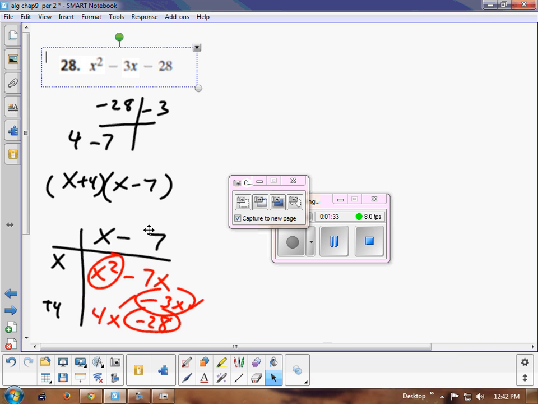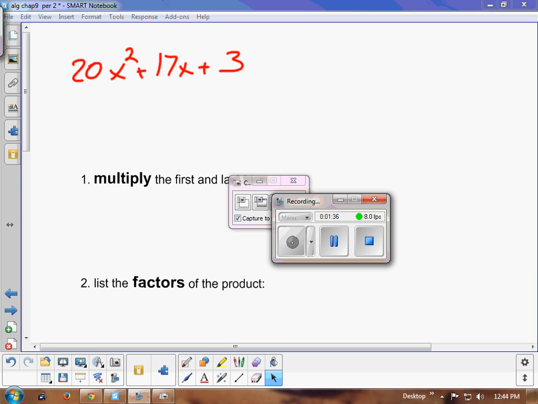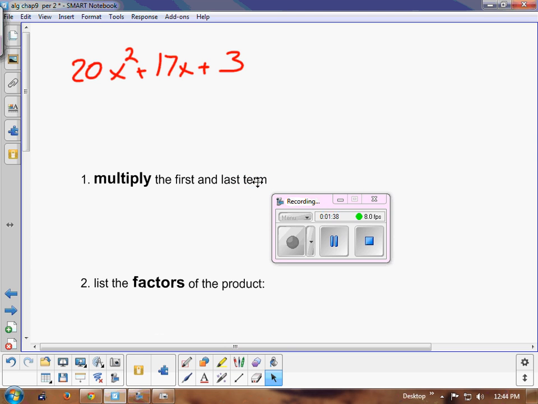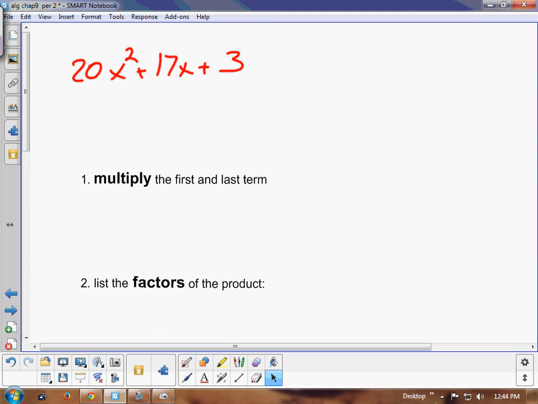Okay, let's move on to today's lesson. What page are we on? We are working on the notes that I gave you in front of you. 168. Okay, both sides are the same. Pick a side and start.